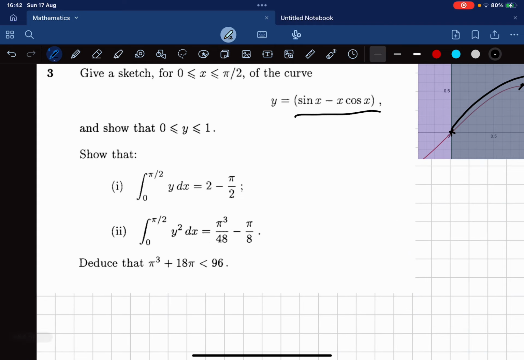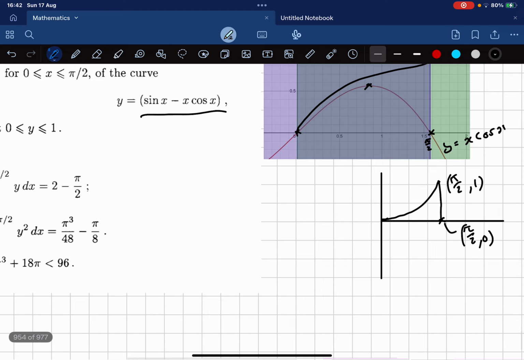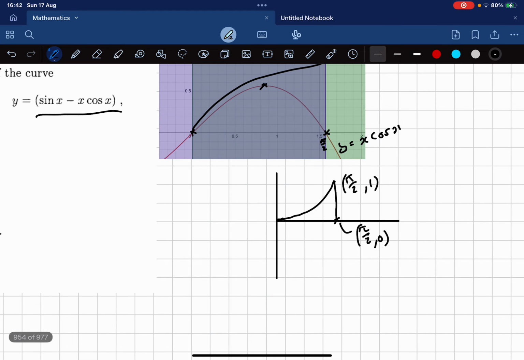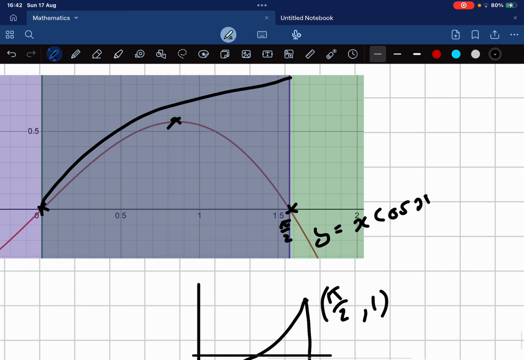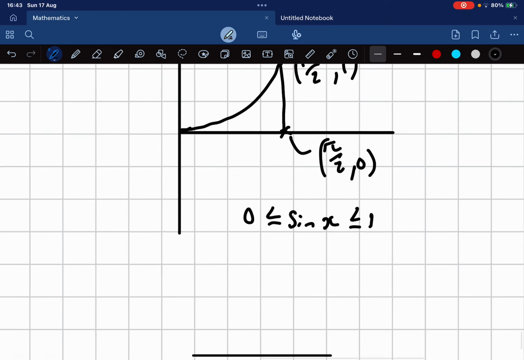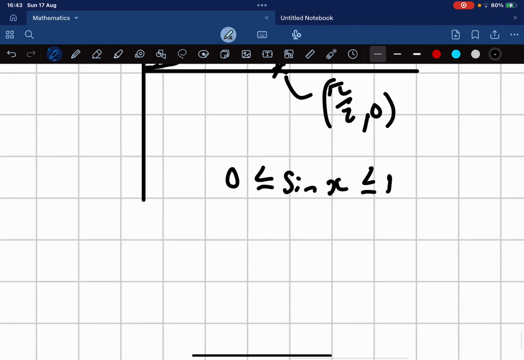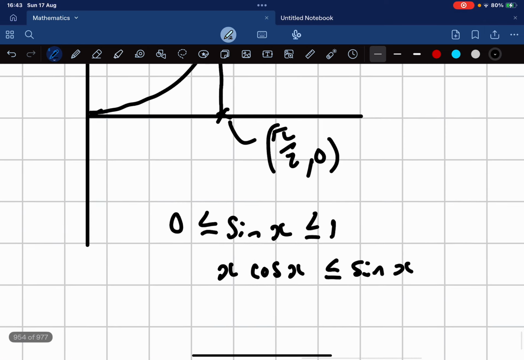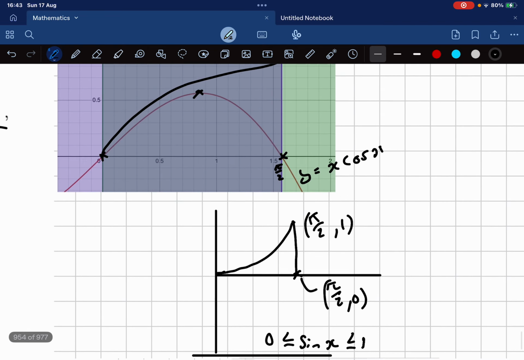We need to show that y is also between 0 and 1, and the reason we know that is because sin x is always going to be less than 1, and greater than or equal to 0. As well as that, we know that x cos x is less than or equal to sin x, and it's only equal to that when we have x being equal to 0, so that's not taken away.